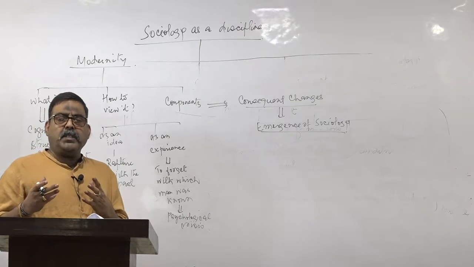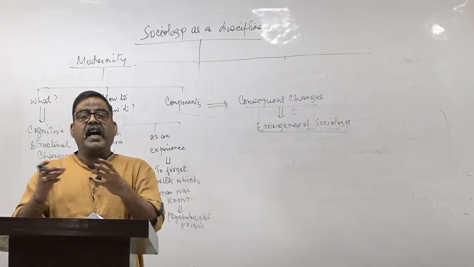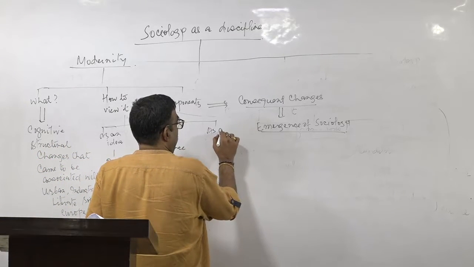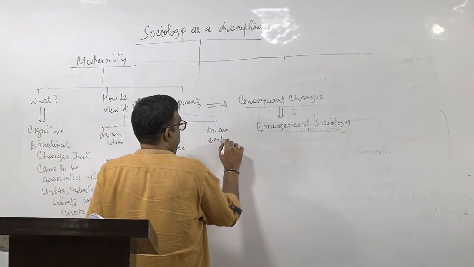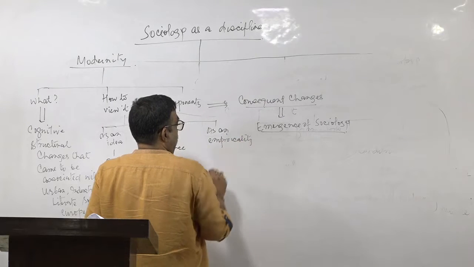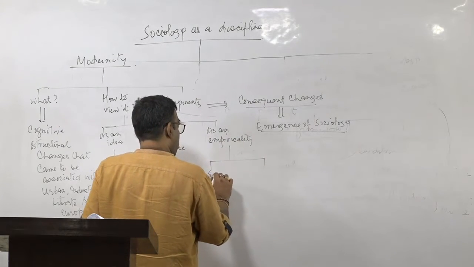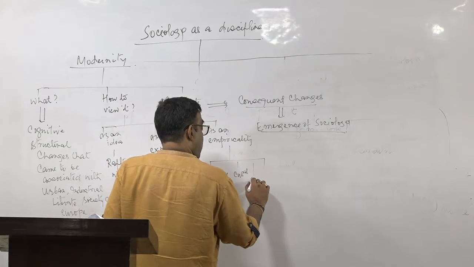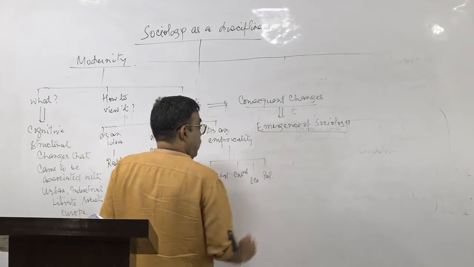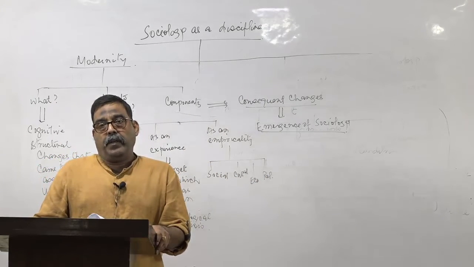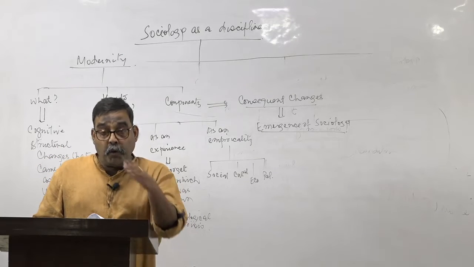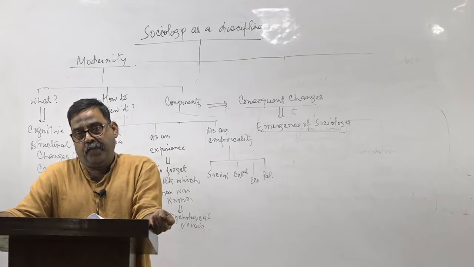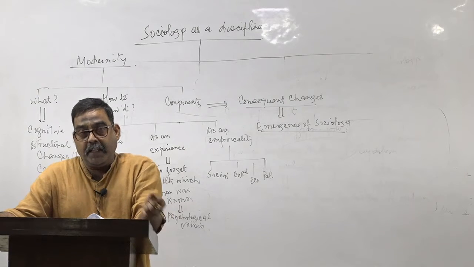But few were more concerned that modernity is an empiricality. So as an empiricality, within which the social, cultural, economic and political changes that were witnessed, which could be witnessed, the focus shifted to that one. It is the empirical dimension.